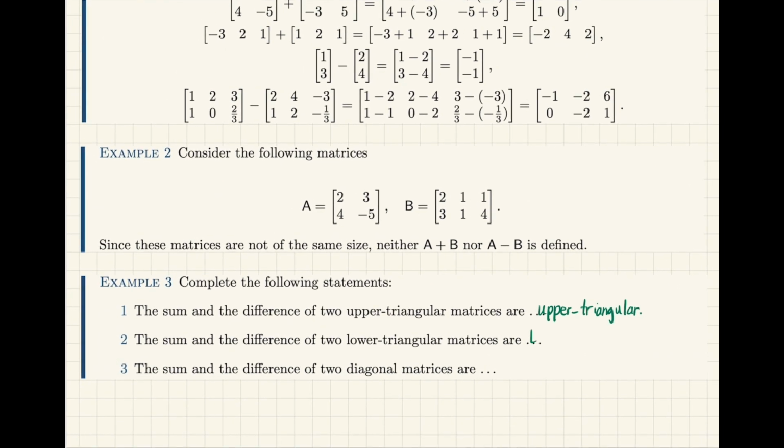And the same story, I think you can immediately see that if I add or subtract two lower triangular matrices, it becomes again lower triangular. And the same thing for diagonal matrices. Of course, they have to be of the same order.